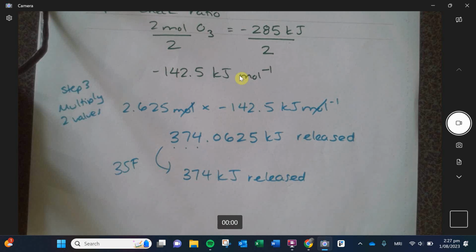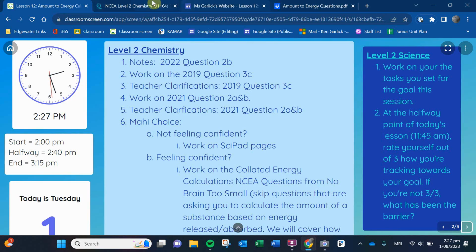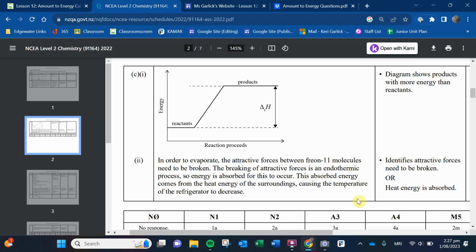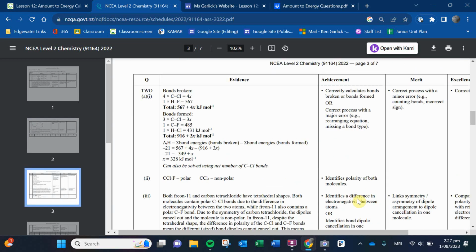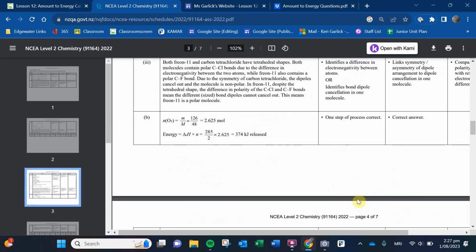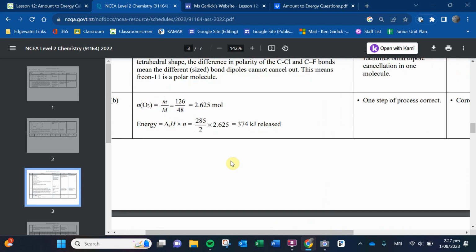Can I move it? Not yet? Can I move it now? Okay. Let's go back to that marking schedule we had. I believe this might have been question 2. There we go.